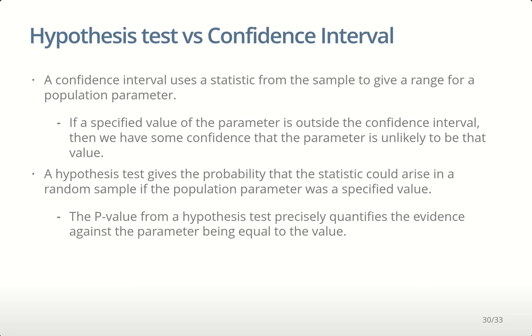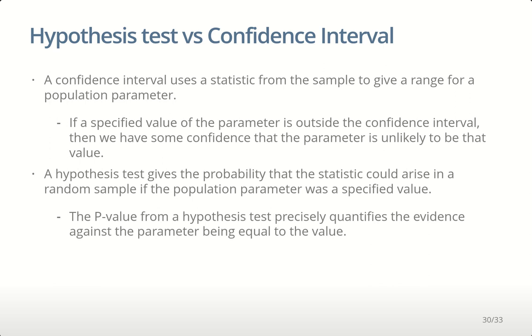So hypothesis tests and confidence intervals essentially answer the same question from a different approach. A confidence interval uses a statistic from the sample to give a range of plausible values for the population. And because we give a range of plausible values for the population, we can answer claims about that population by seeing whether the value is inside our plausible range or not.